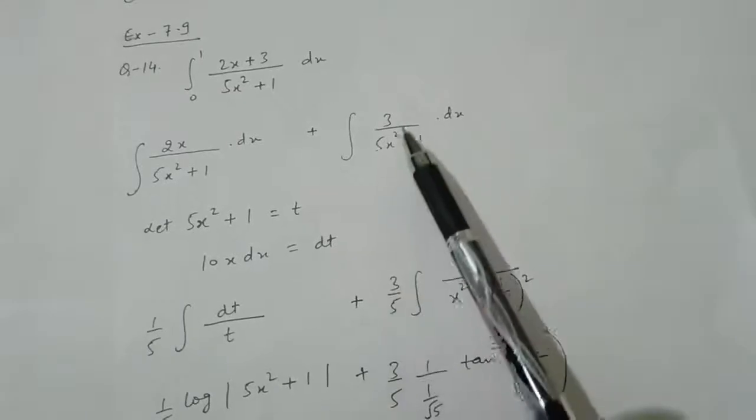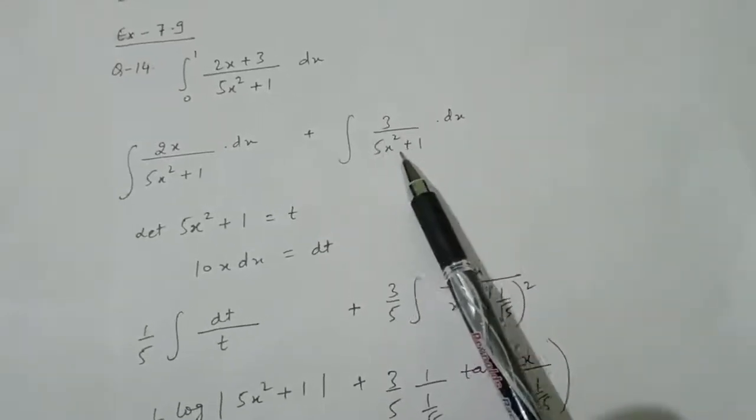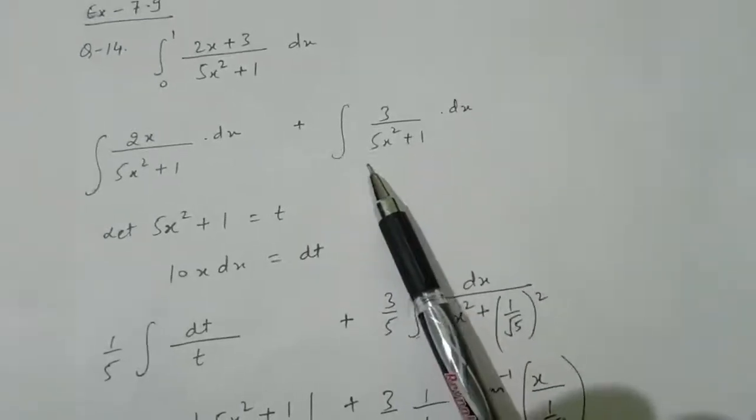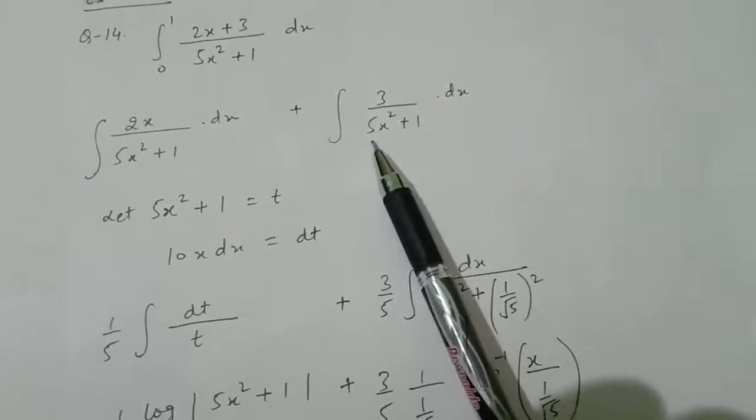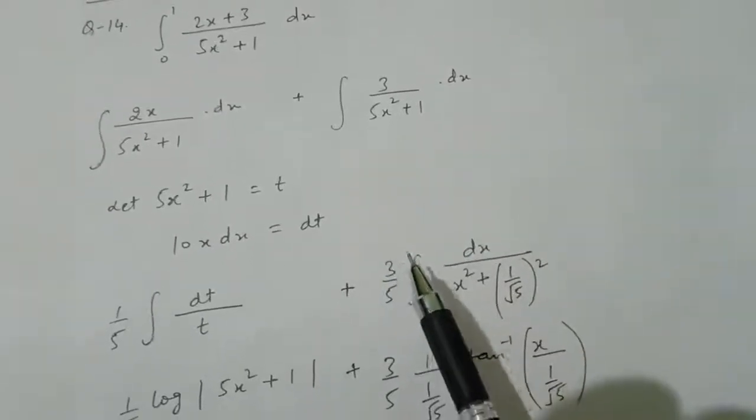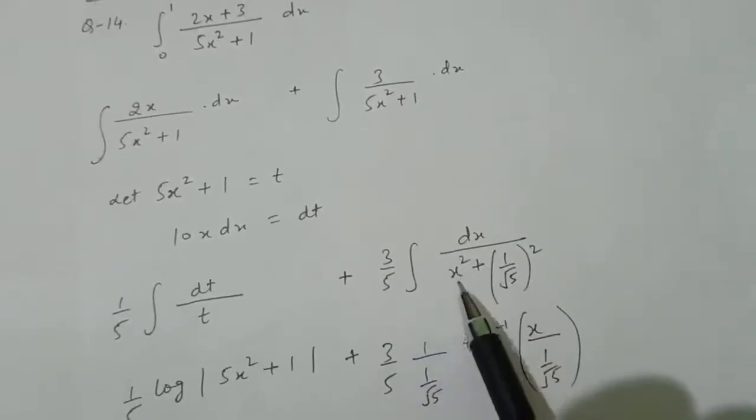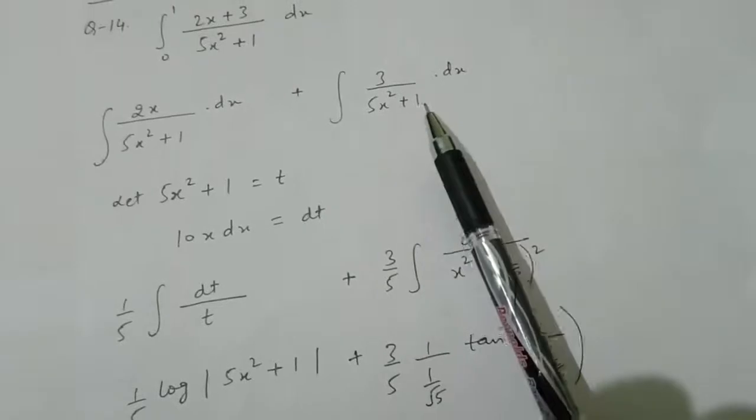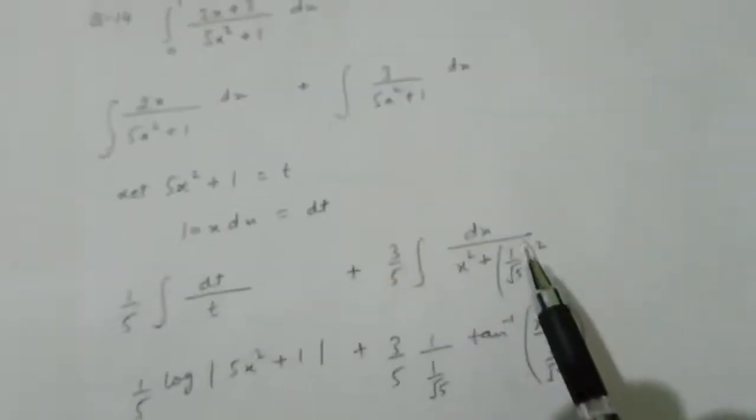Plus for this integral, see I am taking 3 common. Also in the denominator you can see the coefficient of x square is 5. We have to make this coefficient equal to 1. So taking 5 common from the denominator, you will get 3 by 5 integral of 1 upon x square plus, when you take 5 common, this term will become 1 by 5, which can be written as (1 by root 5) whole square.